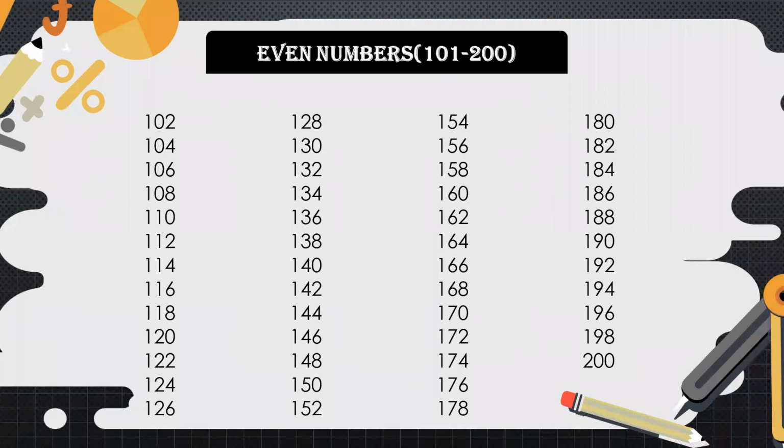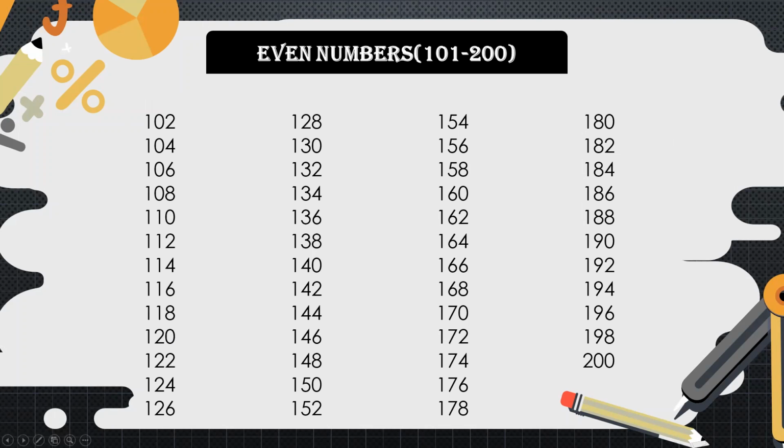Now, even numbers. Even numbers are those which we can easily divide into two equal parts. In your syllabus, you can see that you have to practice even numbers from 101 to 300, and here is the list. You can take help from here, and you have to remember that if the last digit of a number is 2, 4, 6, 8, or 0, you can easily say that this is an even number.